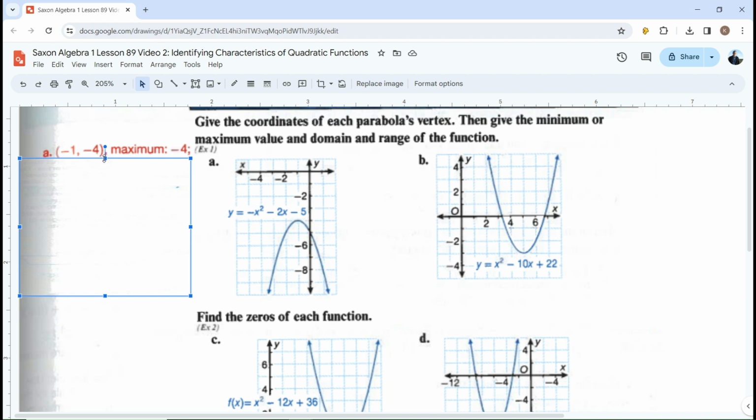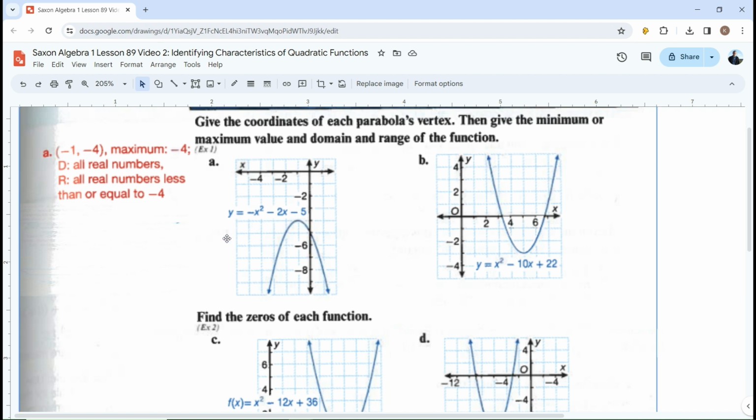All right, so let's just take a look at the rest of this answer. The domain is all real numbers, okay, because its x values could be anything. The range is all real numbers less than or equal to -4. Okay, it could go up to -4, the maximum, but that's the absolute maximum that it can be. Let's take a look at B.